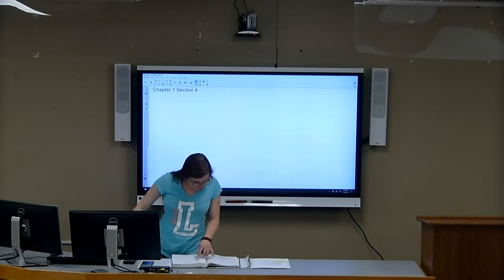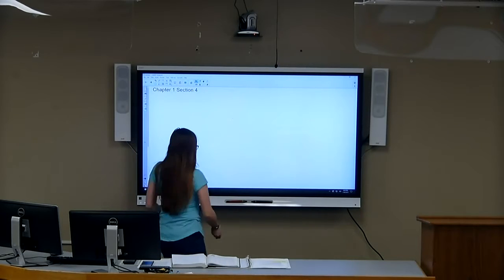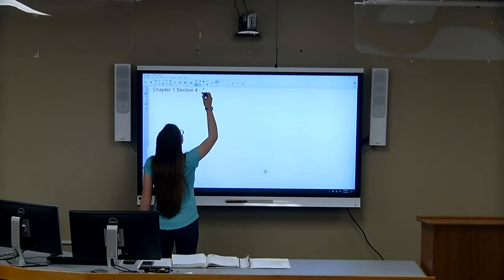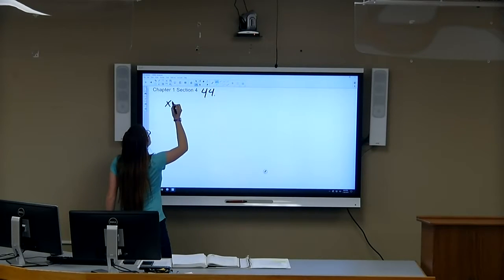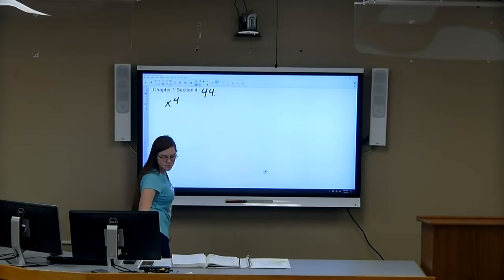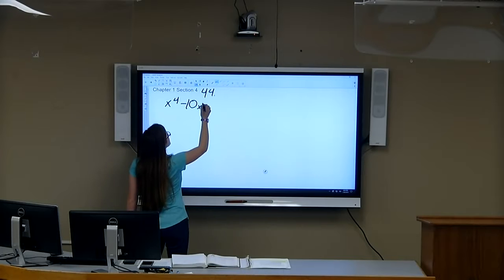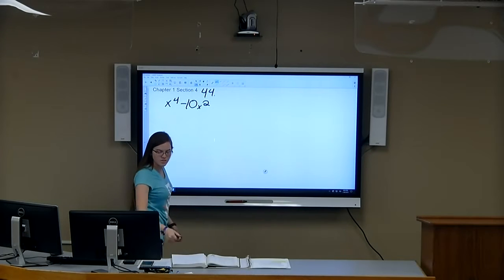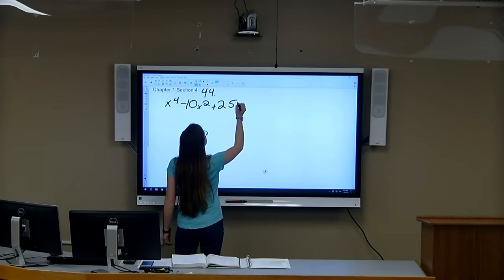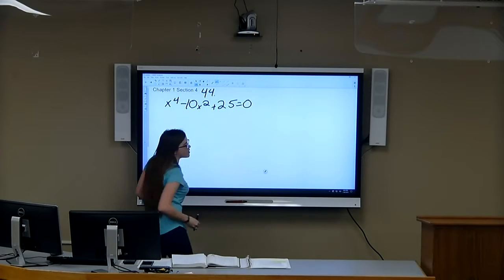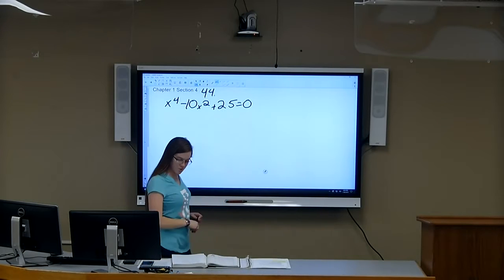The next problem I want to do is 44, and that says x to the 4th power minus 10x squared plus 25 equals 0. Okay, and the instructions say find the real solutions of each equation.